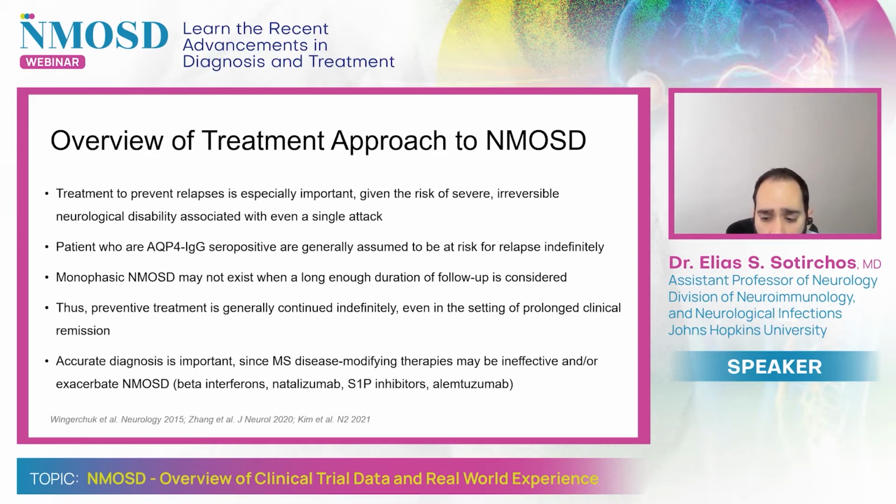bear in mind that while NMO historically has been thought of as potentially in some cases being a monophasic disease, that has been called into question more recently. And especially patients who are aquaporin 4-IgG seropositive should generally be assumed to be at risk for relapse indefinitely. And there is an accumulating body of evidence that patients who are aquaporin 4-IgG seropositive, if untreated, are almost certainly going to experience a relapse within the next several years.